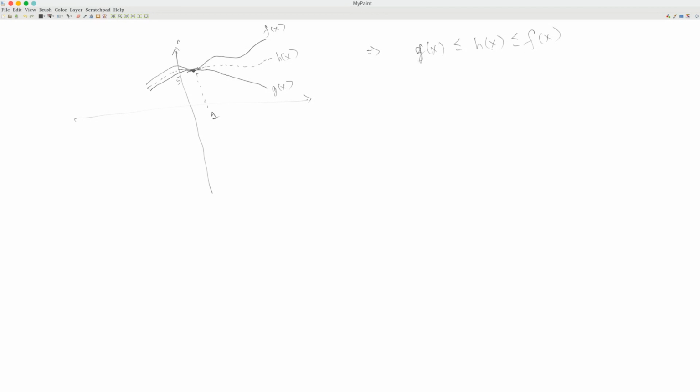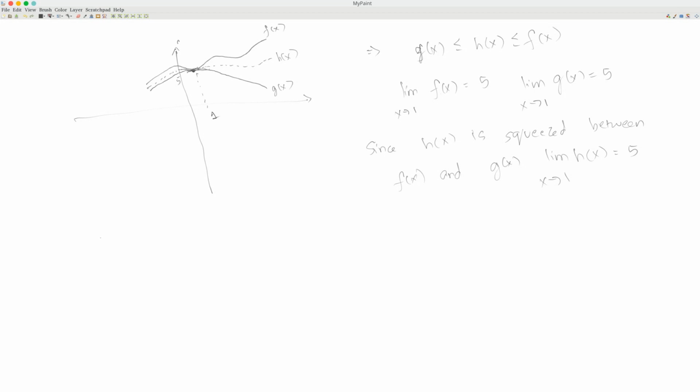So h of x is getting squeezed between g of x and f of x, and we know the limit as x approaches 1, f of x is 5. The limit as x approaches 1, g of x is also 5, and since h of x is squeezed or sandwiched between f of x and g of x, limit as x approaches 1, h of x is also 5. And that's what we call the squeeze theorem.